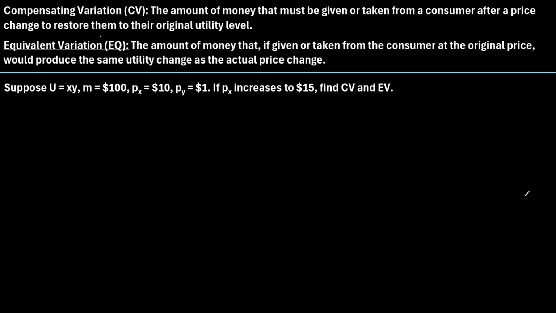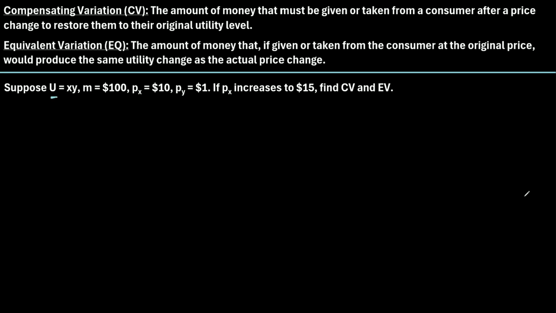And equivalent variation, often abbreviated as EV, is the amount of money that, if given or taken from the consumer at the original price, would produce the same utility change as the actual price change. So to see how to calculate these two values, let's consider the following example.